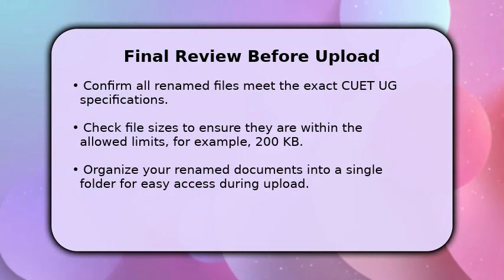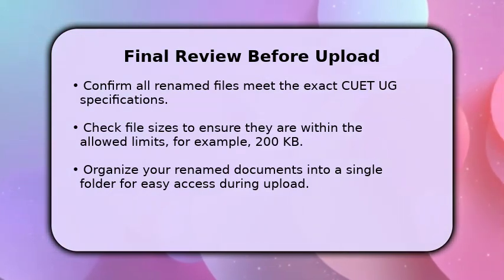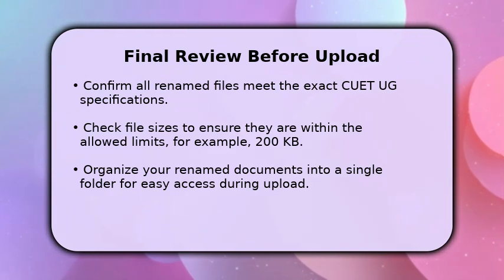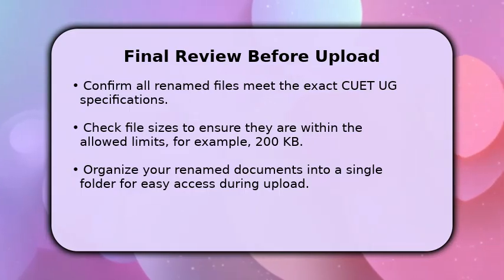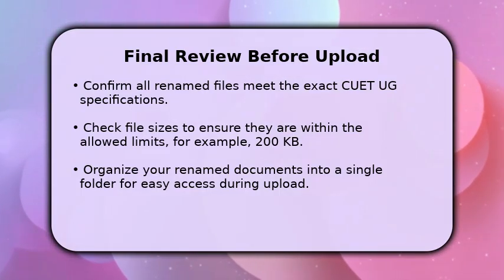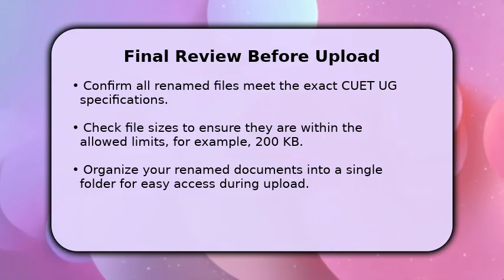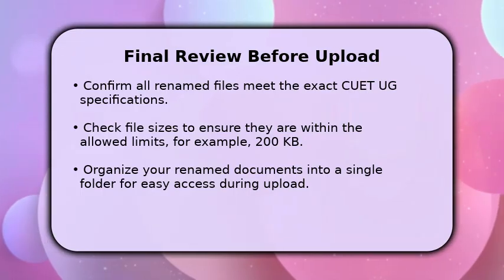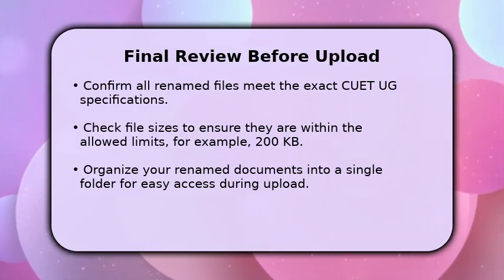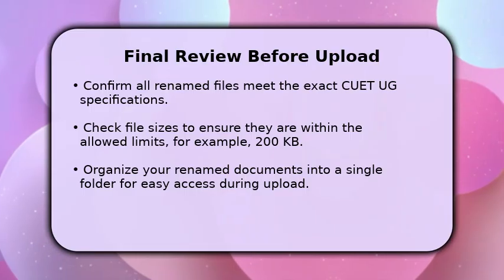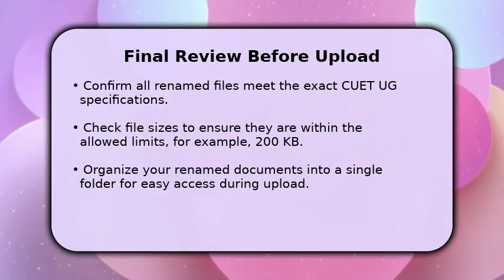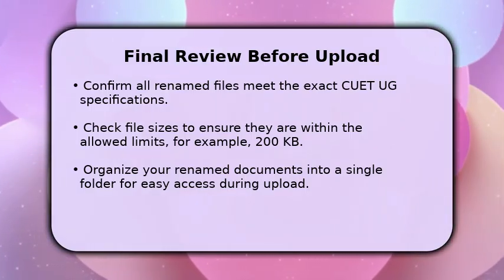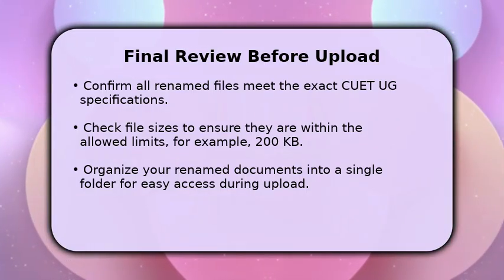Before you proceed with uploading your documents, perform a final review of all renamed files. Ensure each file name precisely matches the CUET-UG requirements. Also, verify that the file sizes are within the specified limits. For example, a photograph might need to be under 50 kilobytes. Organizing all your correctly named and sized documents into a dedicated folder will streamline the upload process and help avoid any last-minute confusion. Good luck with your application.